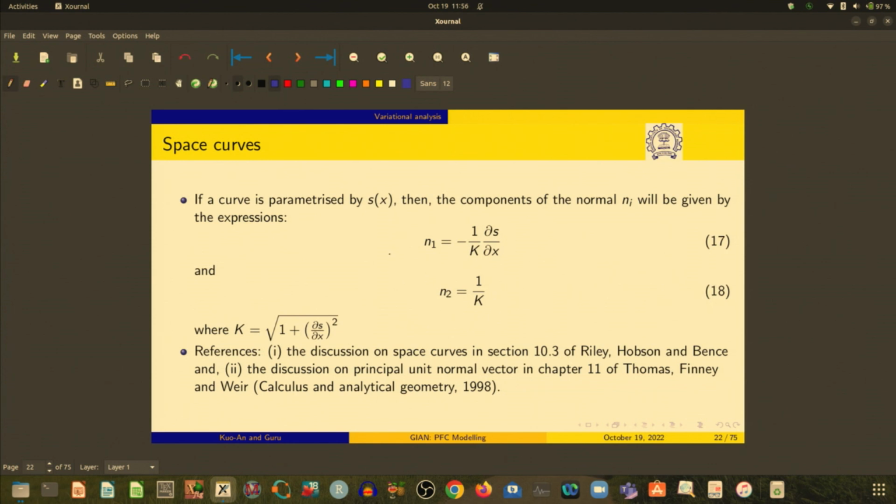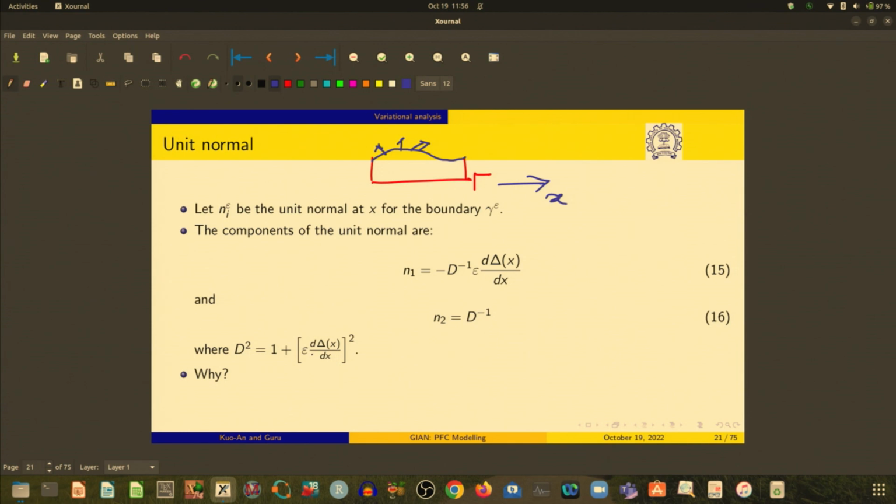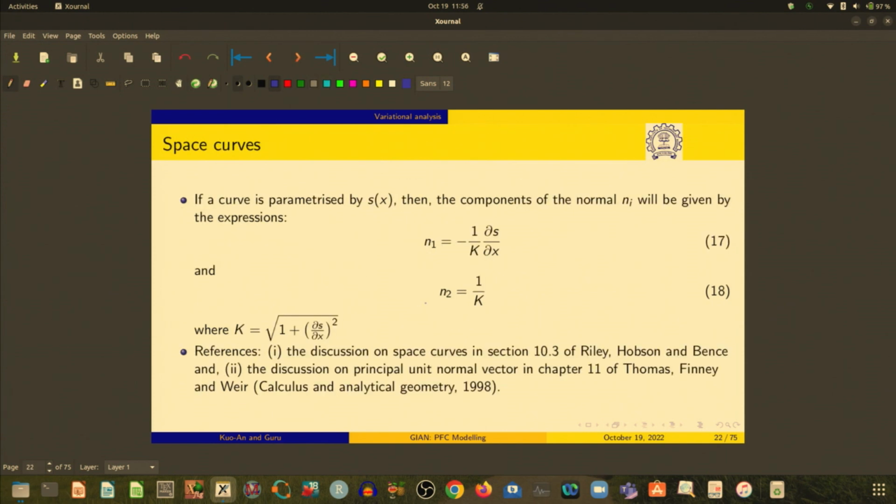What does the formula say? If a curve is parameterized by s of x, in our case it is getting parameterized by epsilon delta x, then the components of the normal will be given by this. It is basically the square root of 1 plus dou s by dou x whole squared, which is what we are doing, 1 plus epsilon d delta x by dx whole squared. The square root of that is what k is. So, the n2 is 1 by k, n1 is minus 1 by k dou s by dou x.